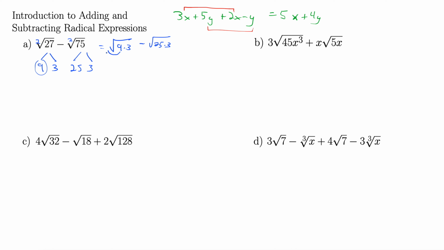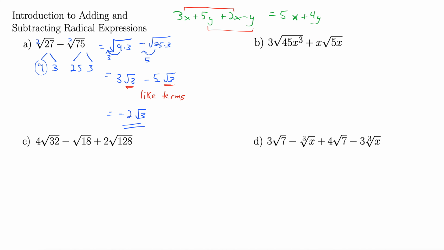Okay, well the 9 breaks out as a 3, and the 25 breaks out as a 5. So that gives us 3 rad 3 minus 5 rad 3. And now we have like terms, right? Rad 3 and rad 3, these are the like terms that we were looking for. Okay, so 3 minus 5 is negative 2, giving us a final answer of negative 2 rad 3.